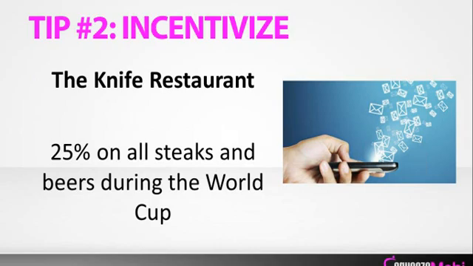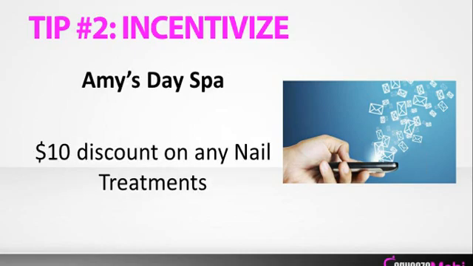All right. So going back into the businesses that we're setting up, we're looking at the knife restaurant. Since we're going to be starting out, we'll look at those value offers first. So 25% discount on steaks and beers during that World Cup period. Also, for the spa, it's the $10 discount that I mentioned earlier. All right, and then as we build up that list, we try to explore other incentivization methods.